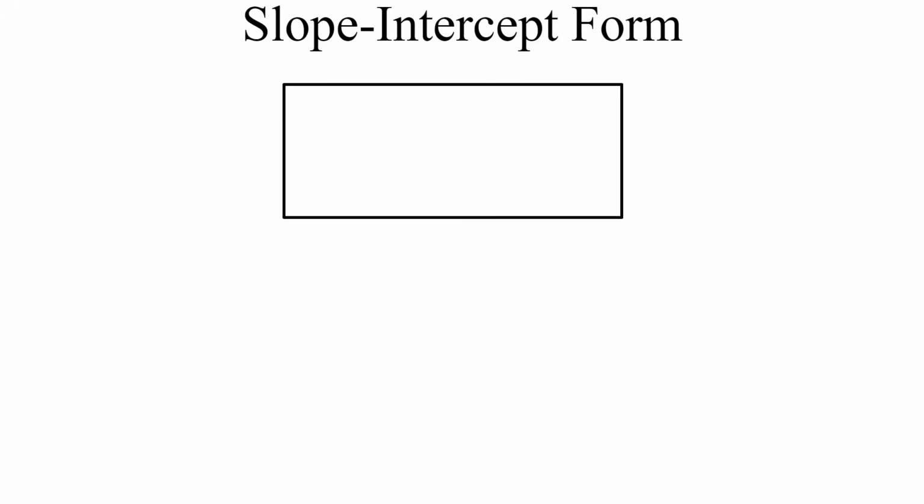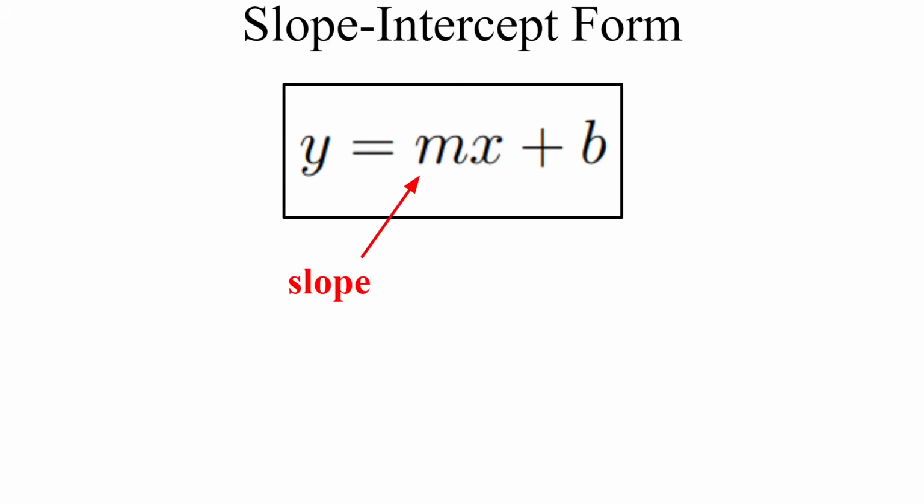Great. And just as a quick refresher, slope-intercept form of a line is y equals mx plus b, where m is the slope and b is the y-intercept. Feels kind of silly to go over this, but this actually isn't on the reference sheet, so please make sure you know this like the back of your hand.